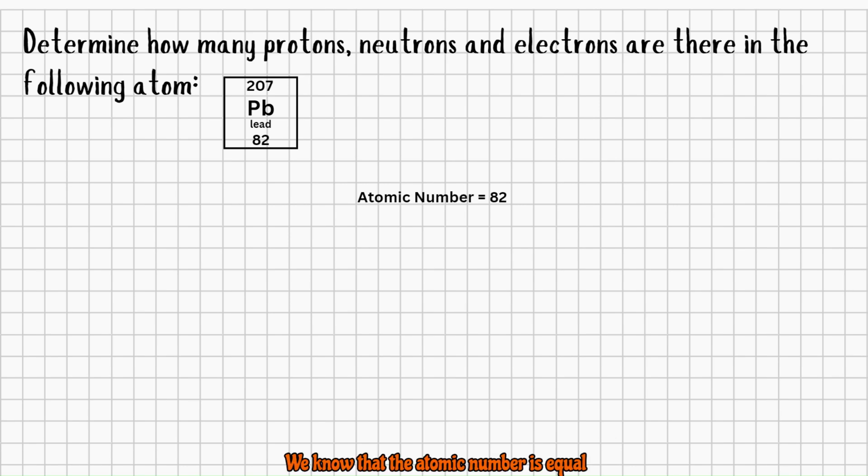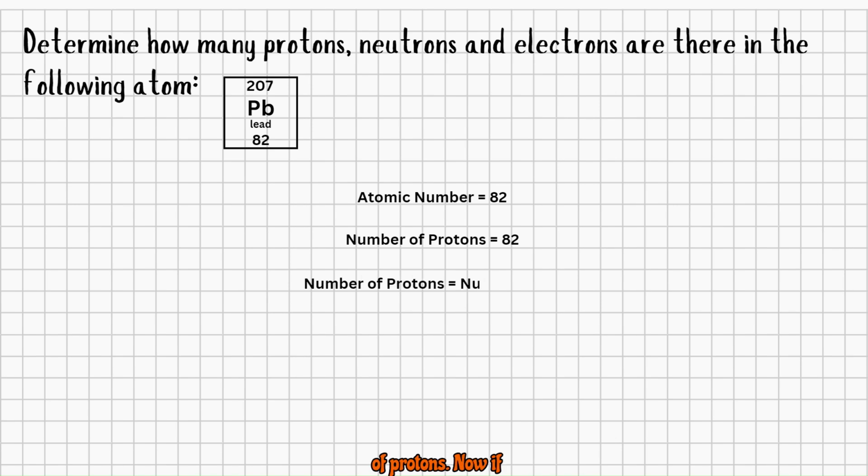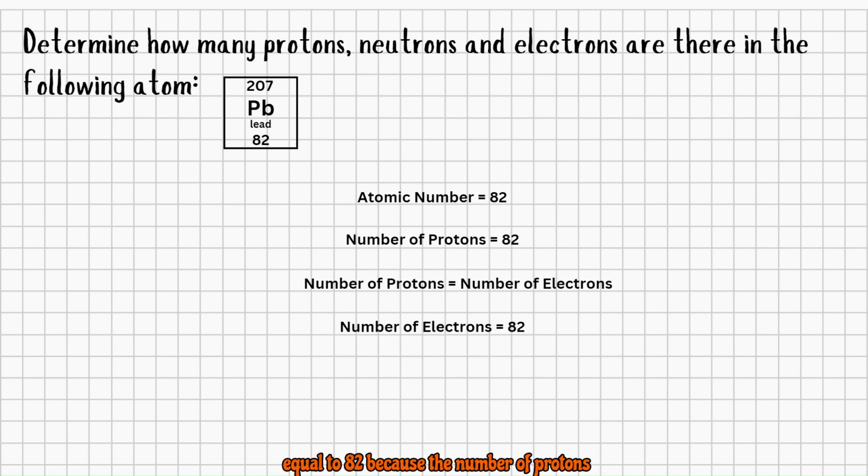We know that the atomic number is equal to 82, so that means the number of protons are equal to 82, because the atomic number is equal to the number of protons. Now, if the number of protons is equal to 82, then the number of electrons are also equal to 82 because the number of protons are equal to the number of electrons.